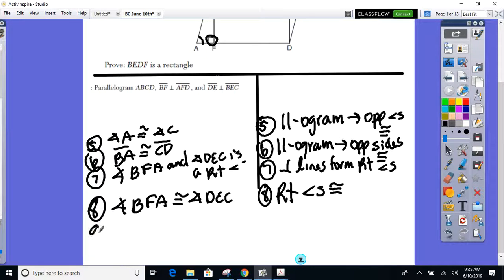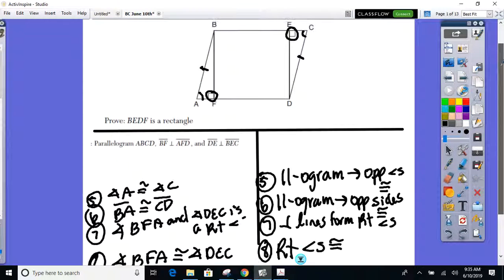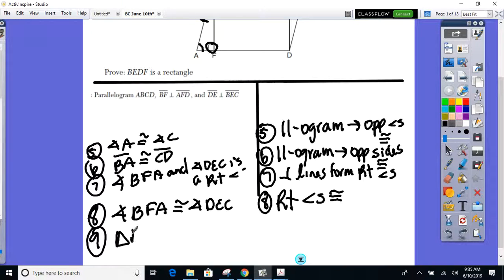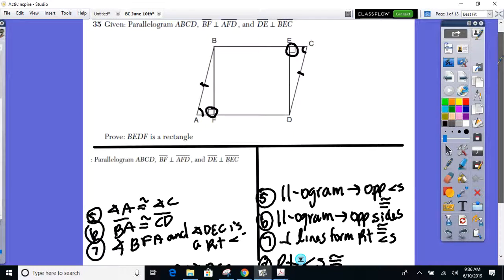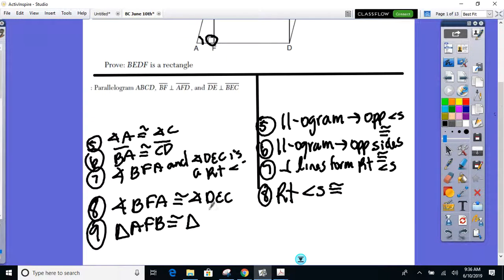And I'm going to ask you guys by what method here. So triangle AFB is congruent to triangle CED. Anybody got a method why? What did we just show, John? Angle, angle, side.